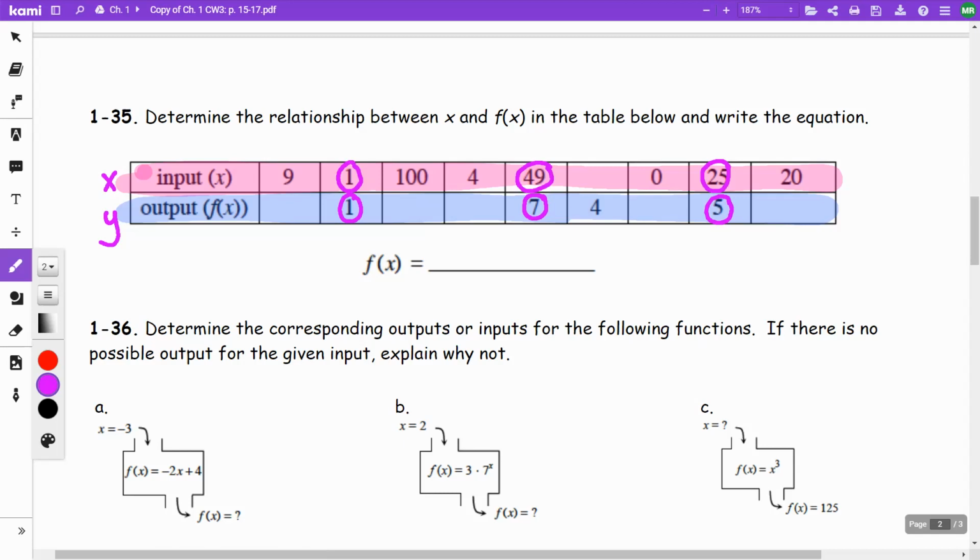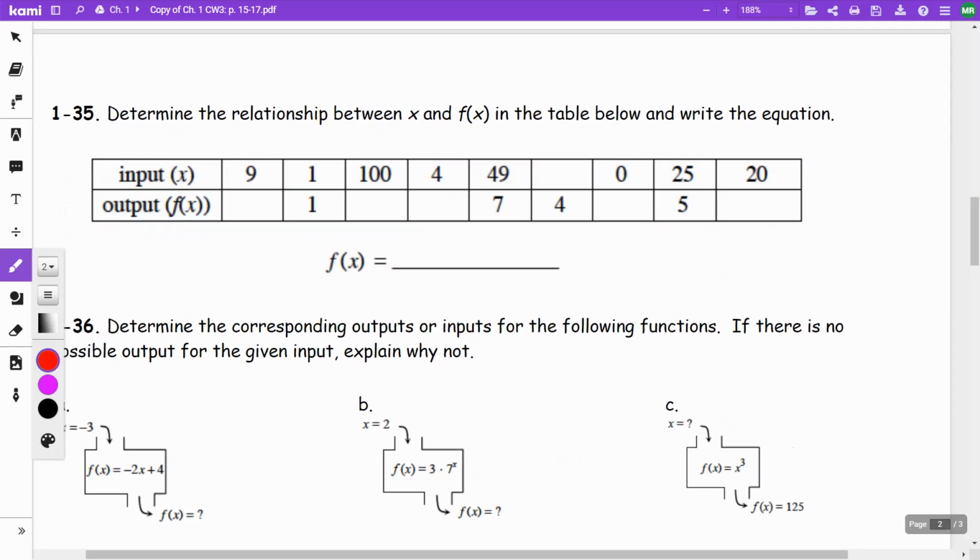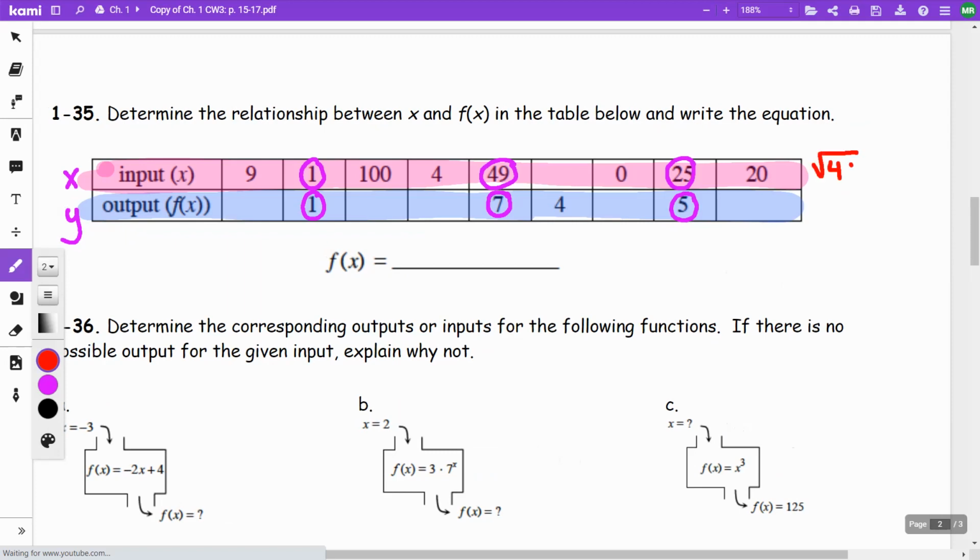So for this, what I'm noticing is when I see a 49 and a 25 giving me a 7 and a 5, I know that if I take the square root of 49, I get a 7. If I take the square root of 25, I get a 5. And if I take the square root of 1, I get a 1. So it looks to me like I'm taking the square root of x. Now they want us to complete this table.